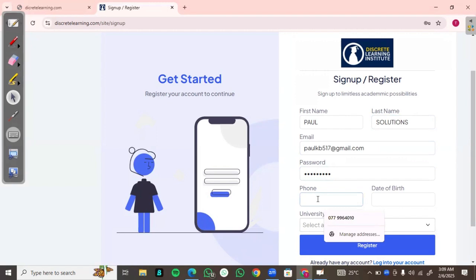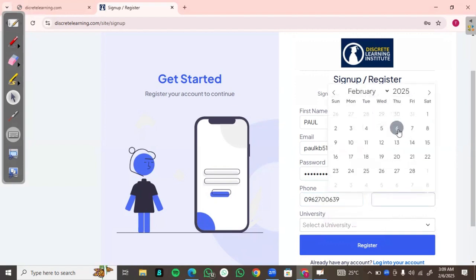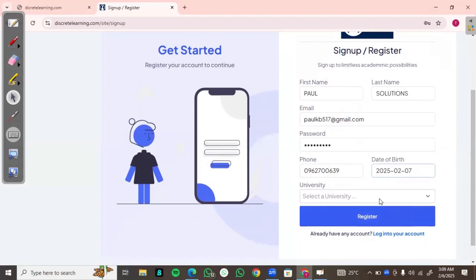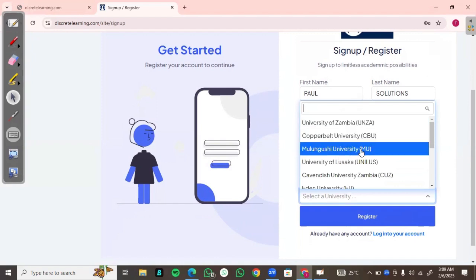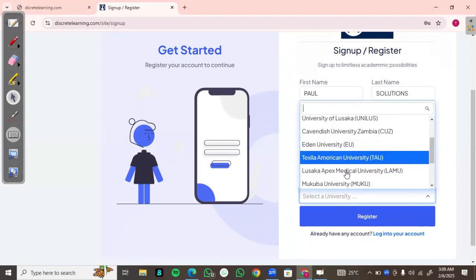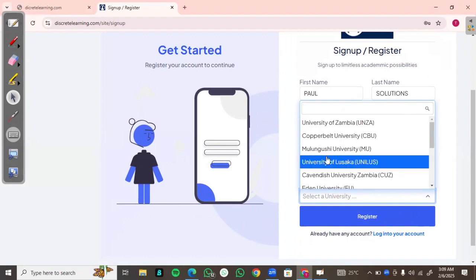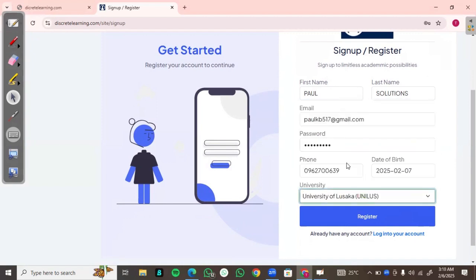Here you're going to type your phone number. And here you put your date of birth. I was born on 6th February 2025, but you can put any date of birth there. And then here you select your university. We have a lot of universities here. You can see there's Gonza, CBU, Mulungushi, Cavendish, all these universities. You click the university that you belong to. For example, I'm going to click University of Lusaka, and then you click register.